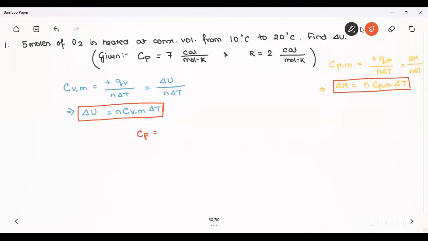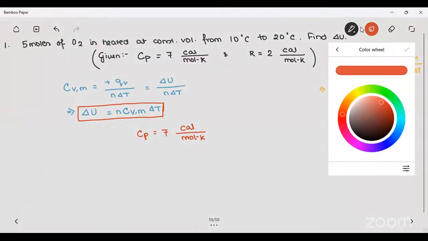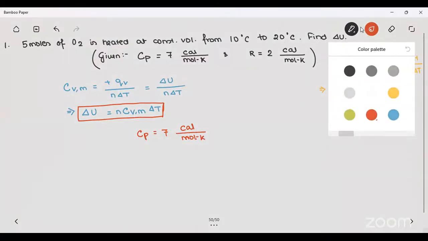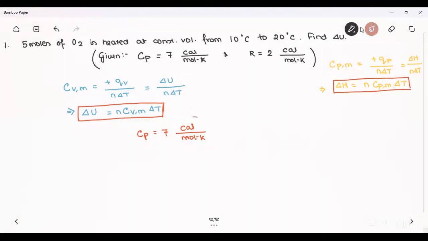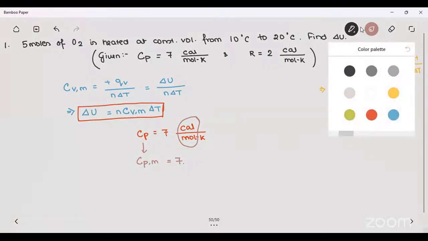Now, see, in our question, what is given? Cp is equal to 7 calorie per mole Kelvin. Calorie per mole Kelvin, right. Here, calorie per mole is given. So this Cp becomes your CPM. So your CPM is equal to 7. Did I make you clear why I am considering here CPM is equal to 7? Yes, ma'am.